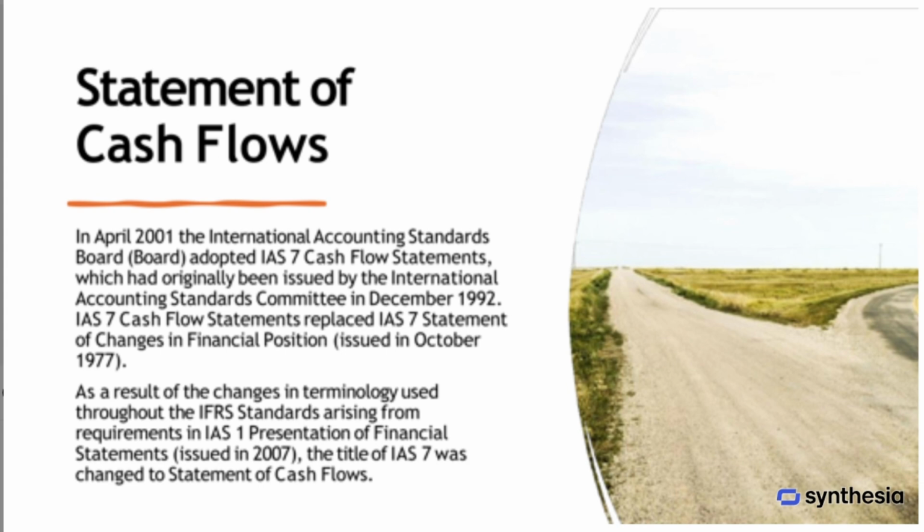This standard replaced the previously issued IAS 7, which was known as Statement of Changes in Financial Position and had been issued in October 1977 by the International Accounting Standards Committee. The update to IAS 7 reflected changes in terminology throughout the IFRS standards, which were influenced by the introduction of IAS 1, Presentation of Financial Statements, in 2007. These changes resulted in the updated title, Statement of Cash Flows, aligning with the new IFRS terminology.